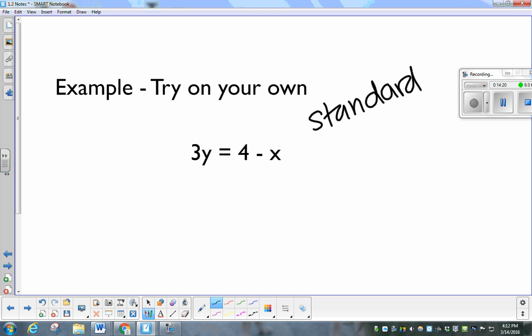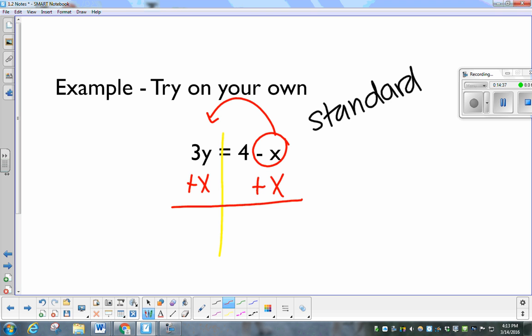All right, so hopefully you had some time to try this. I'm going to draw a line through my equal sign. I want it in standard form. I want my x and y on the same side. I'm going to move this minus x over here to be on the side with the term with the y. So to move minus x, hopefully you added x to each side.